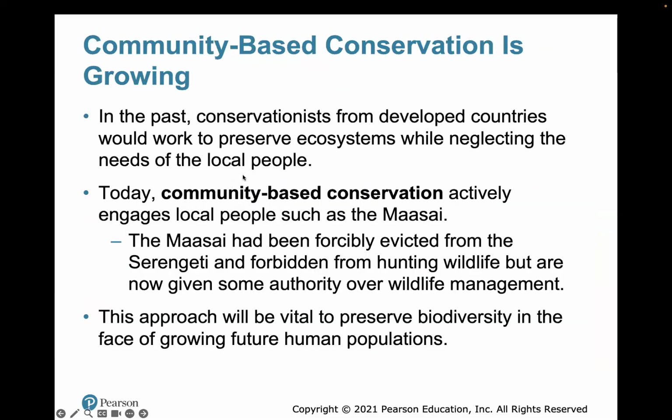In the past, conservationists from developed countries would work to preserve ecosystems while neglecting the needs of local people. But now, with community-based conservation, they're trying to work with the local people. The Maasai had been forcibly evicted from the Serengeti and forbidden from hunting wildlife, but they're now being given some authority over wildlife management. This approach would be vital to preserve biodiversity in the face of growing future human population, especially because local people know the most about the area. So they're trying to work with them to see if the conservation process can be accelerated.